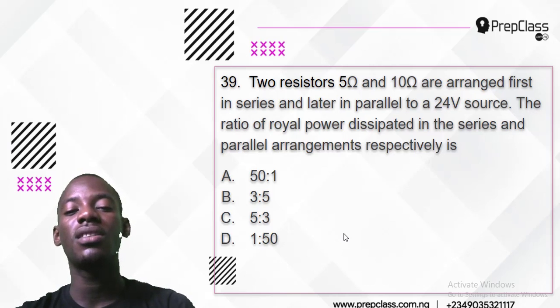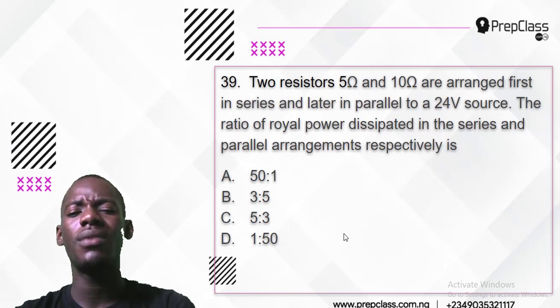Now, number 39 says 2 resistors, 2 ohms and 10 ohms, are arranged first in series and later in parallel to a 24-volt source. Now, the ratio of that's... Now, that's not supposed to be that. That's supposed to be the total power dissipated in the series and parallel arrangement, respectively.